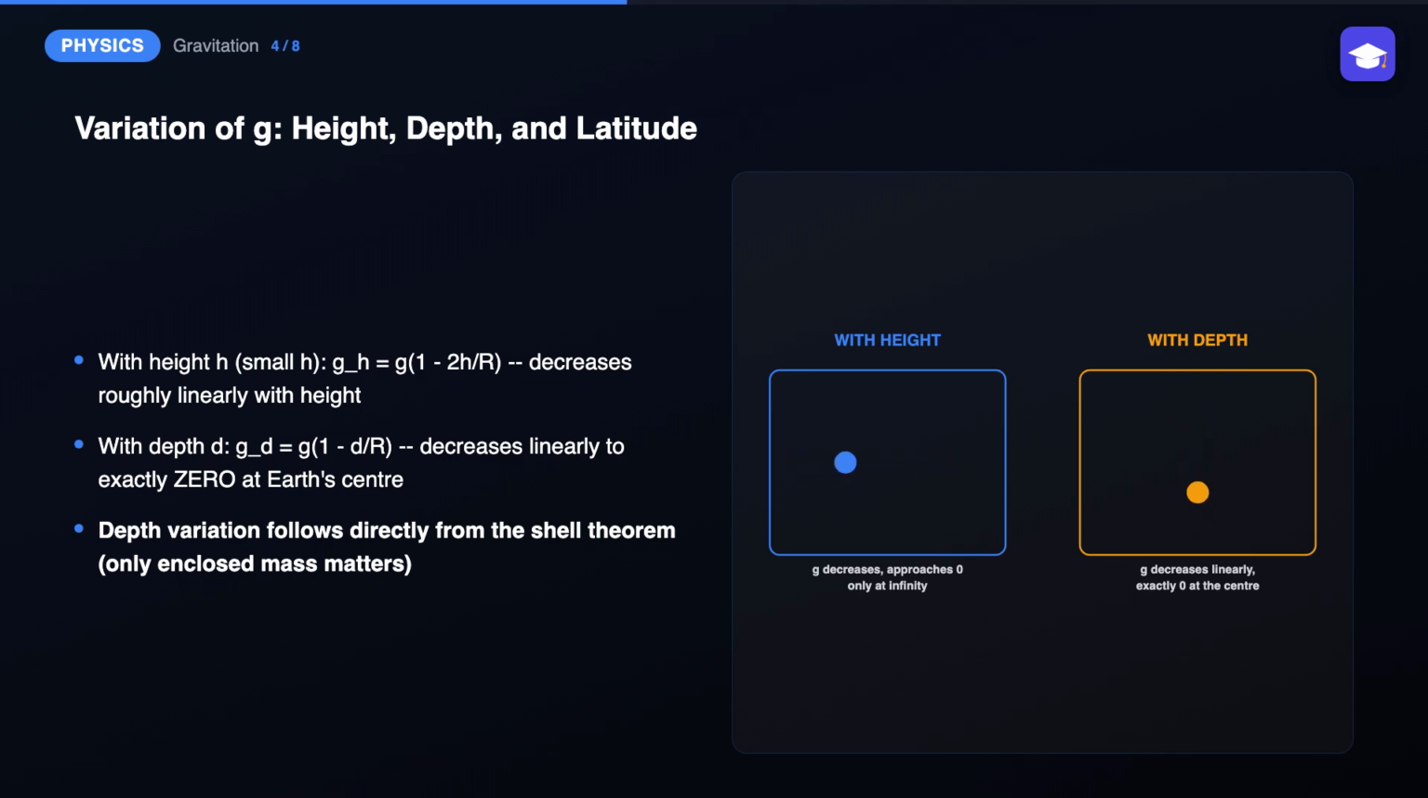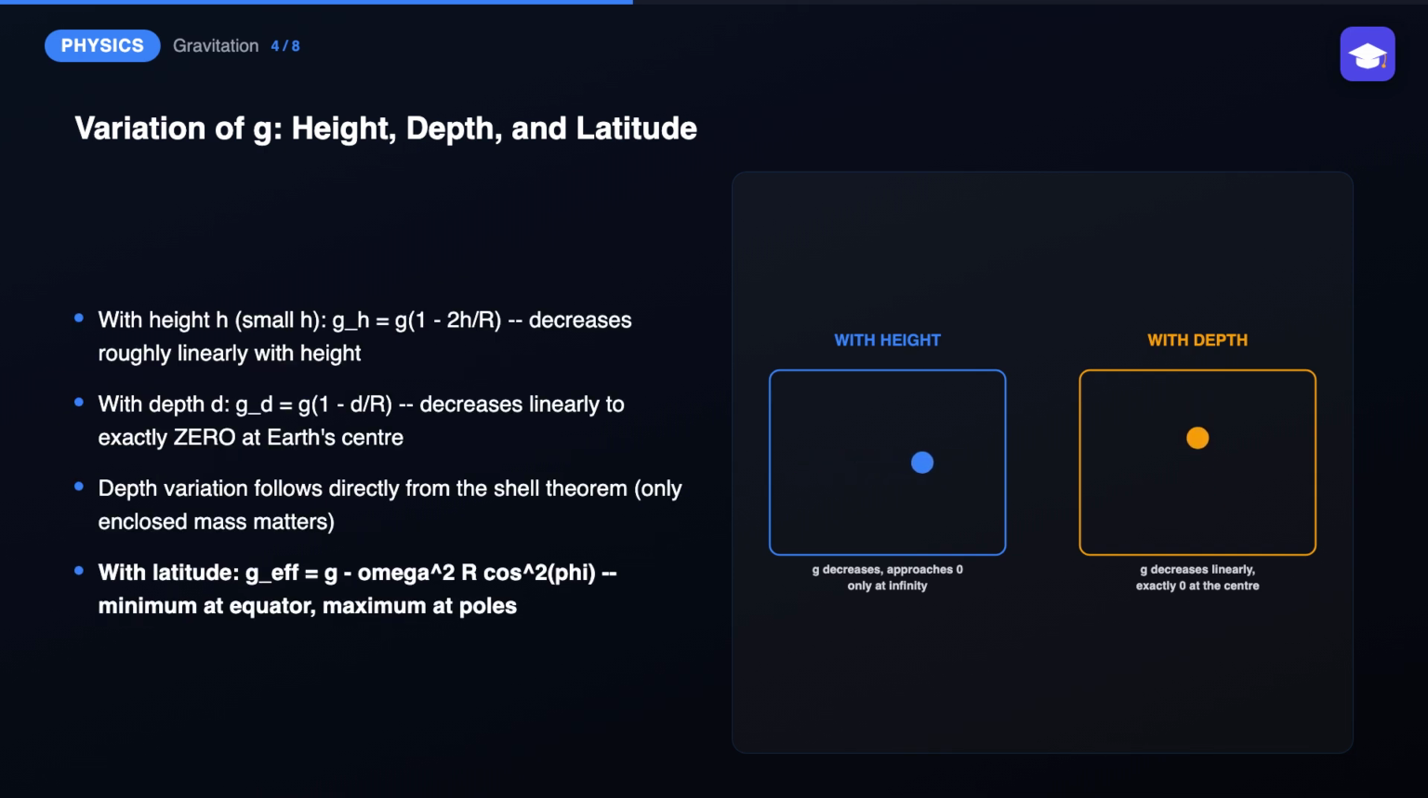With latitude, g also varies due to Earth's rotation. Effective g equals true g minus omega squared r cos squared phi, where phi is latitude and omega is Earth's angular velocity. This means measured g is smallest at the equator, where the centrifugal effect is maximum and directly opposes gravity, and largest at the poles, where the rotation axis passes directly through the point, and the centrifugal effect is zero.